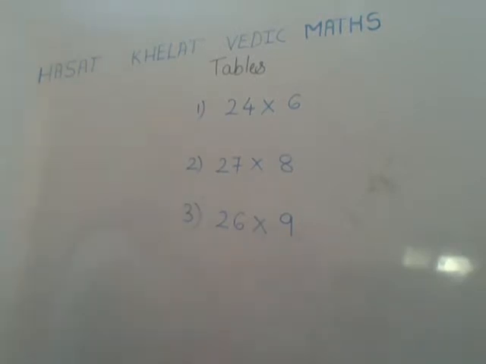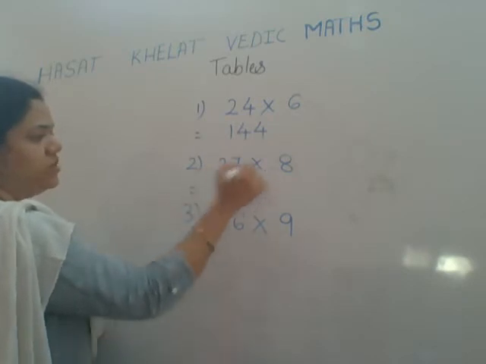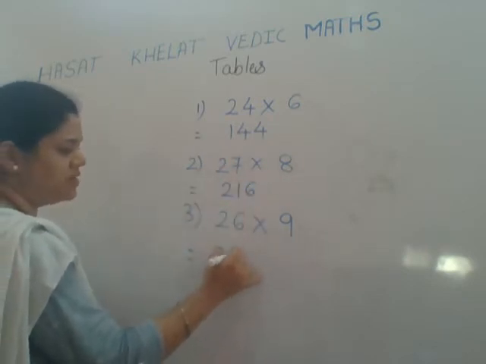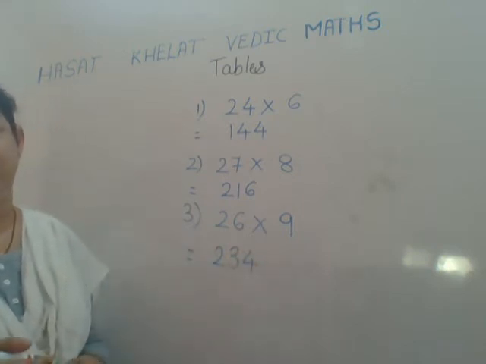So the answers for these three: 26 fours are 144, 27 eights are 216 and 26 nines are 234. All of you have got correct answers. Very good.